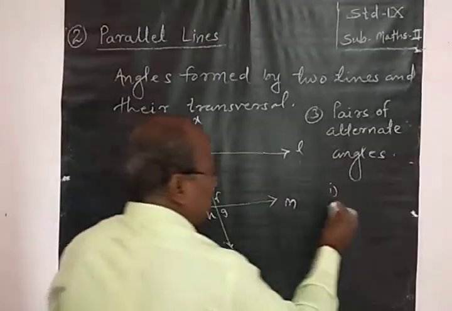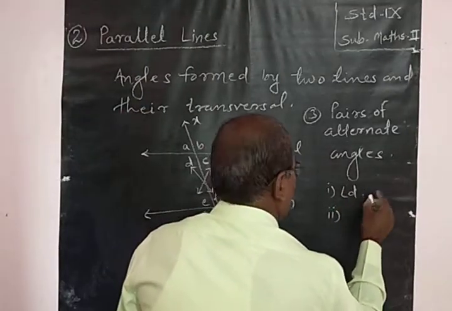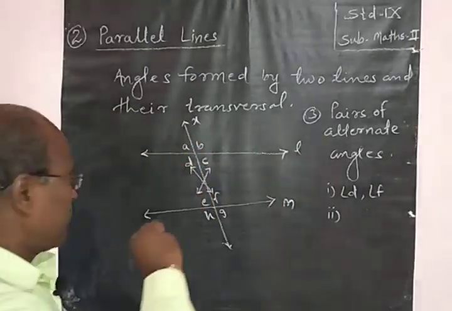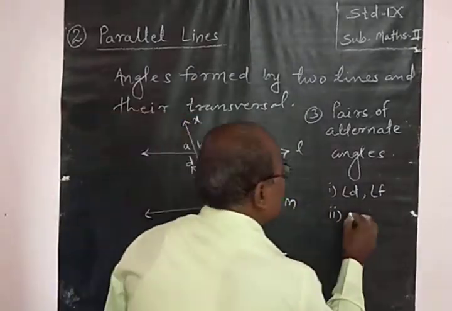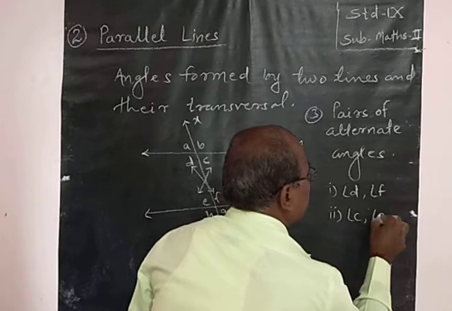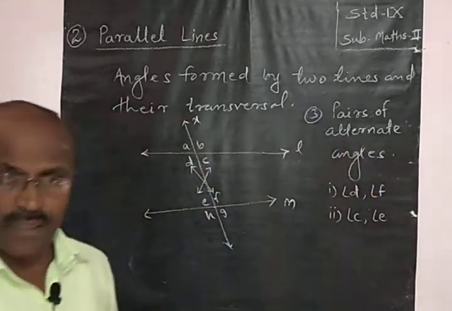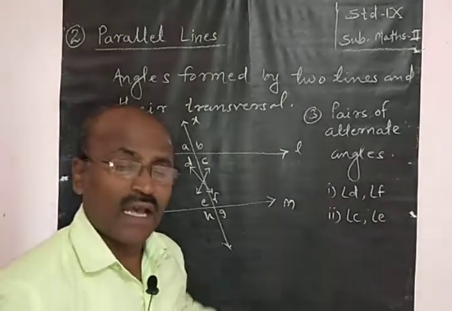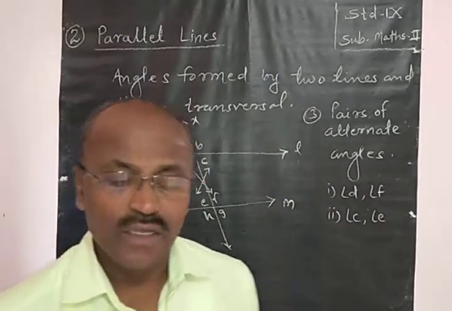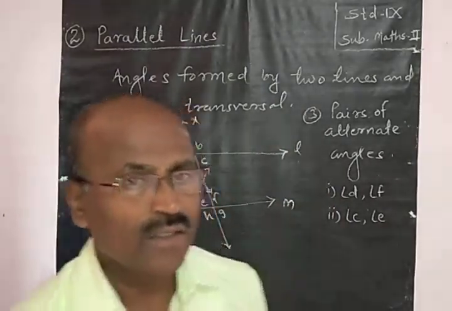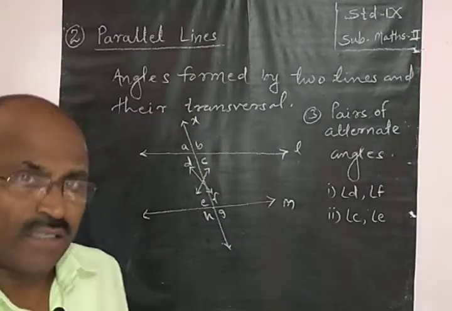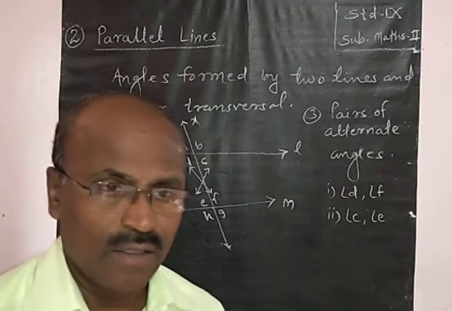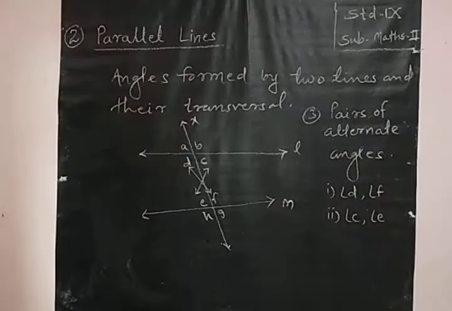So here angle D and angle F, these two are the alternate angles, and again angle C and angle E, these two are the alternate angles. So these angles were studied in the previous class. Now let us start the actual portion, the actual syllabus.